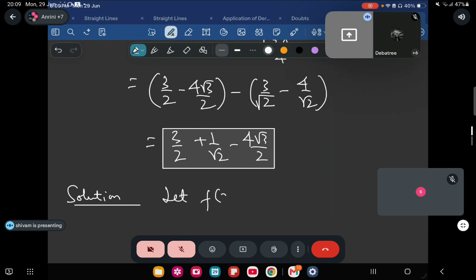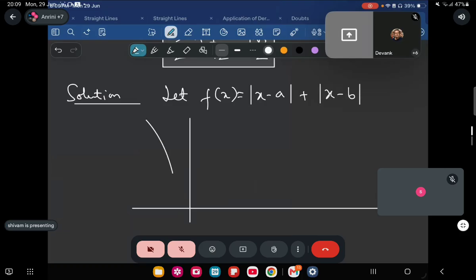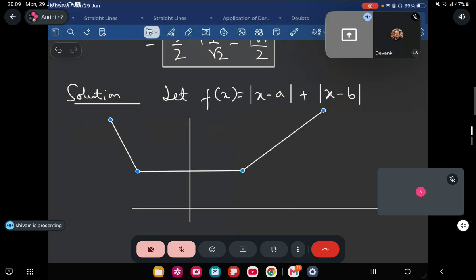Let f of x equal to mod of x minus a plus mod of x minus b. Tell me, are the people getting it? Yes, sir. How does the graph look like? Graph will look somewhat like this. Right, tell me. Sarthak, graph looks somewhat like this. Yes or no?